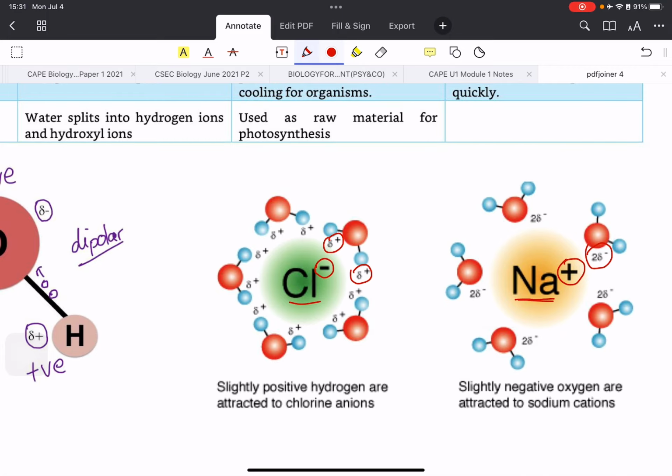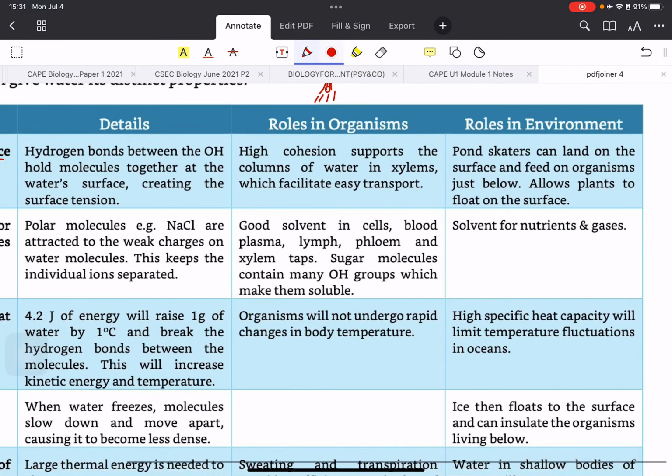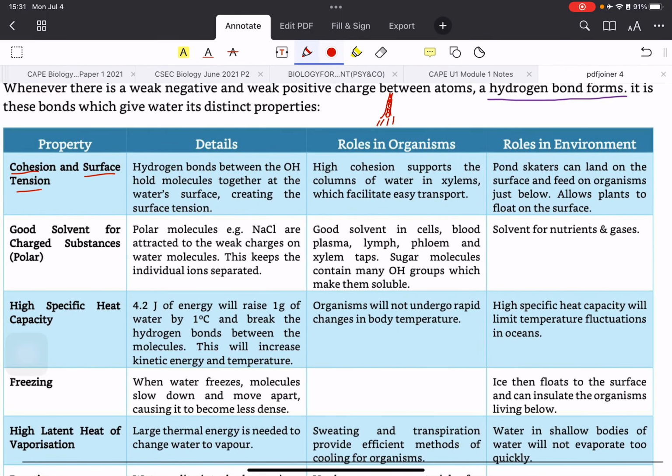Right, now how does this help organisms? Well, it helps with transport of a lot of substances, right? Sugar molecules especially can dissolve in water and be transported throughout the system.